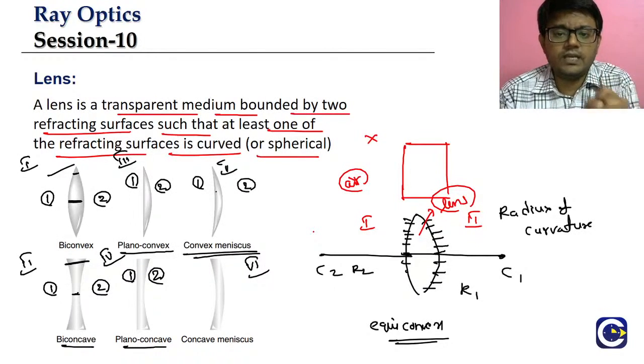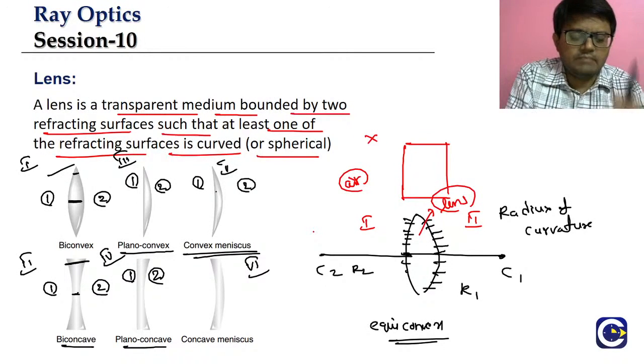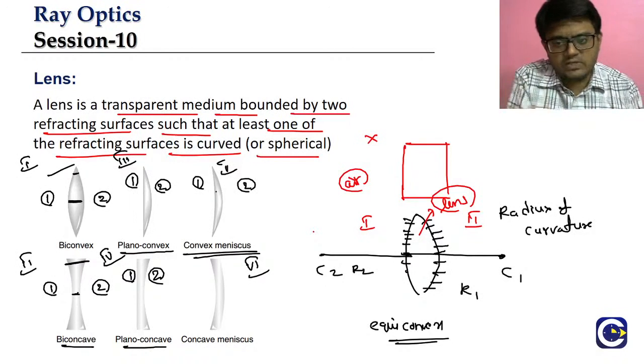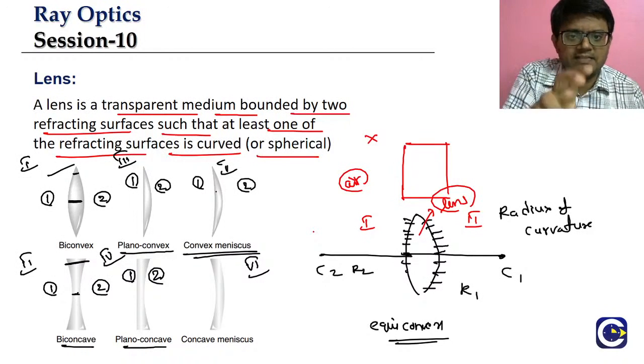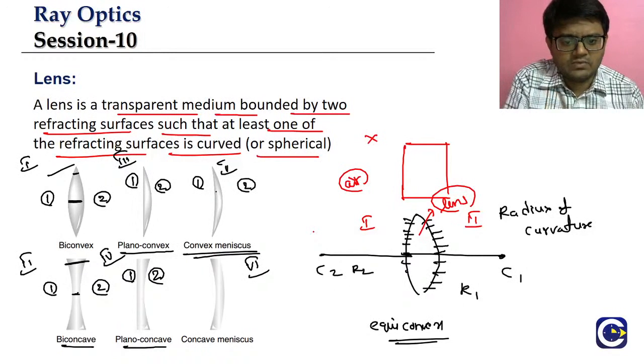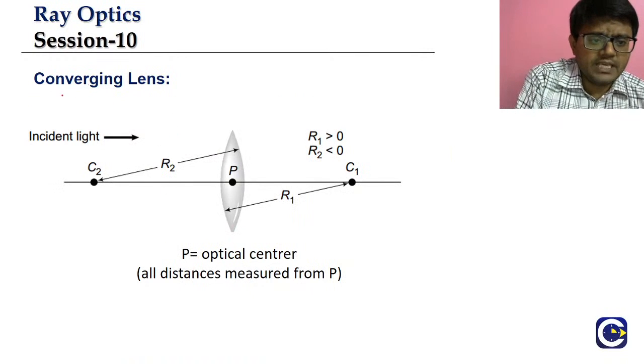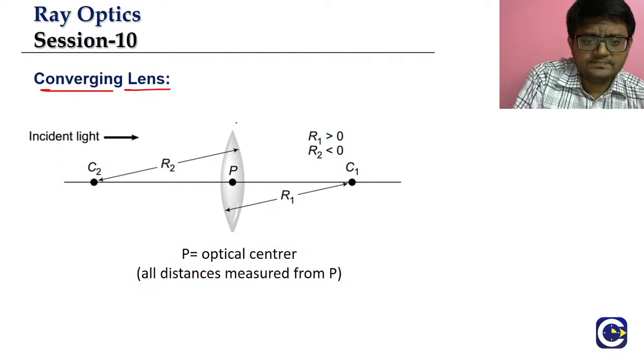But generally, we'll say, for example, we are keeping the lens in the water, means on left side also we'll have water, right side also we'll have water. If we say we are keeping the lens in the air, means left side also we'll have air, right side also we'll be having the air, like that. Now let us look at the convex lens.